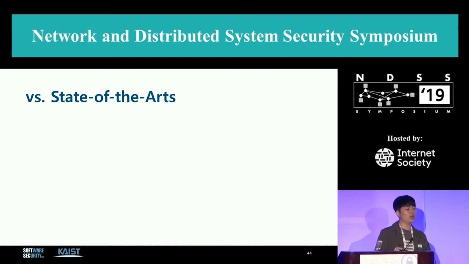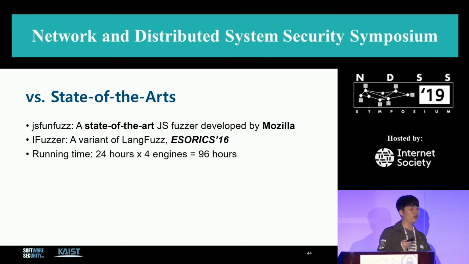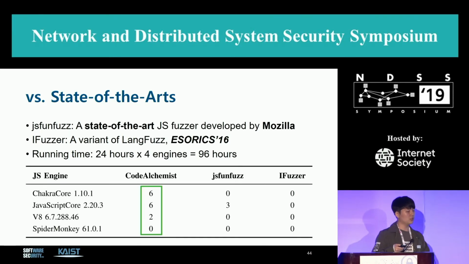So we first compare CodeAlchemist against jsfunfuzz and IFuzzer, which is a variant of LangFuzz. And we executed 3 fuzzers with 4 engines for 24 hours each. And as a result, CodeAlchemist found more bugs than jsfunfuzz and IFuzzer. Especially, only CodeAlchemist found bugs in ChakraCore and V8. Also, 1 out of 3 bugs jsfunfuzz found was also found by CodeAlchemist. This means that the semantics-aware assembly of CodeAlchemist is more efficient than previous JavaScript fuzzing techniques.